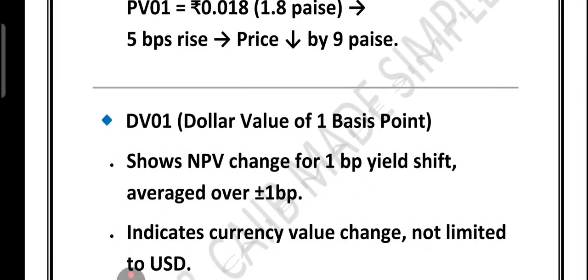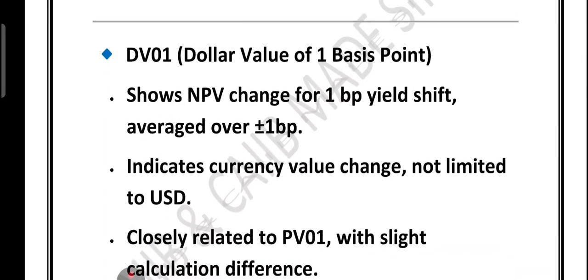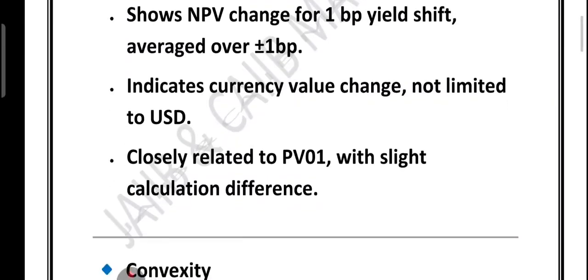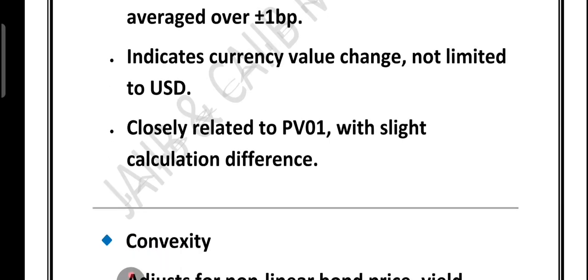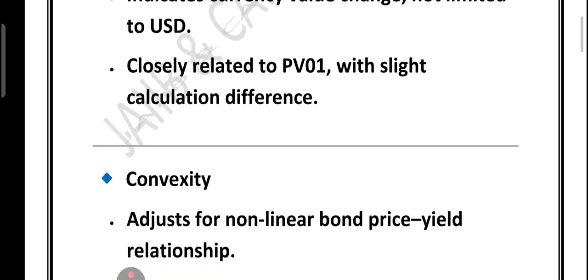What is the meaning of DV01? DV01 means the dollar value of 1 basis point. Suppose yield gets shifted by 1 basis point. Whenever I say shift, it means it can increase or it can decrease. So how much will the NPV, the net present value, change? It indicates the currency value change, and it is not limited to the dollar. DV01 is closely related to PV01, with a slight calculation difference.